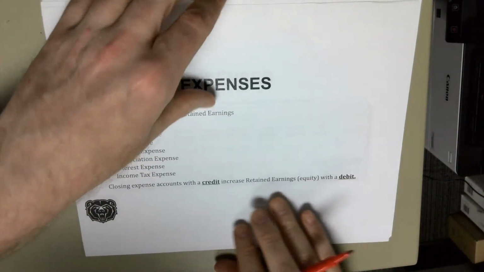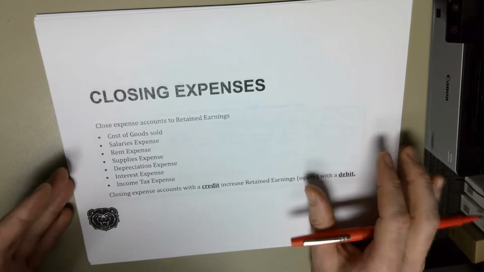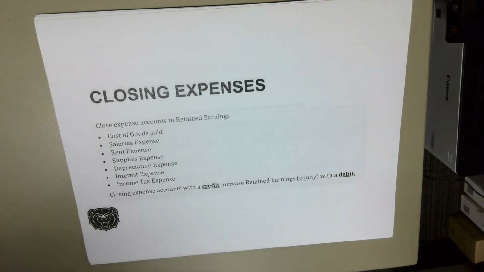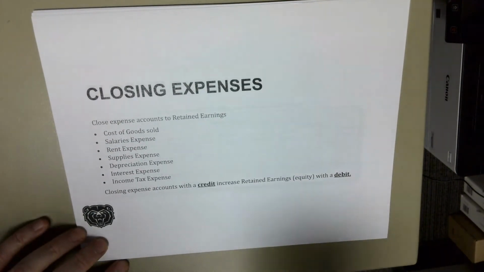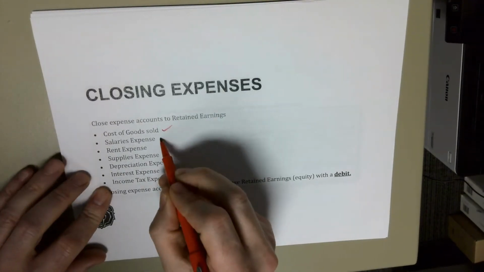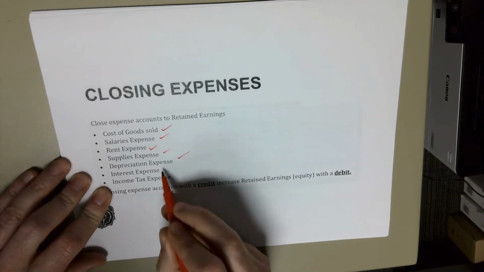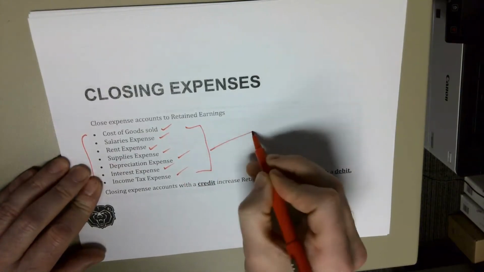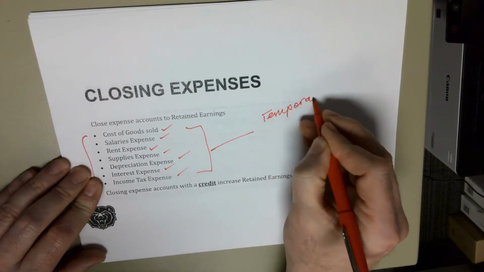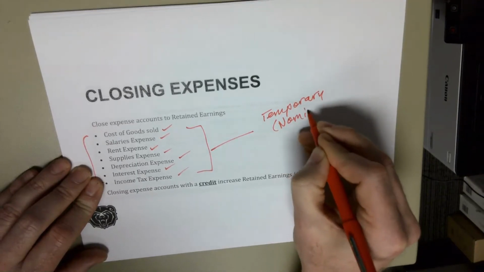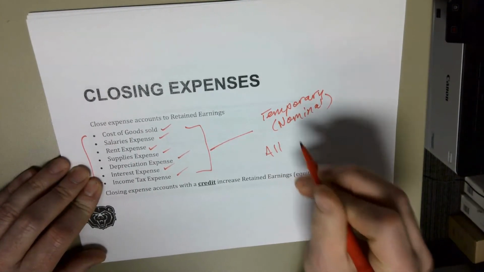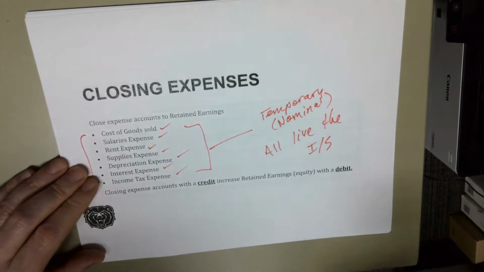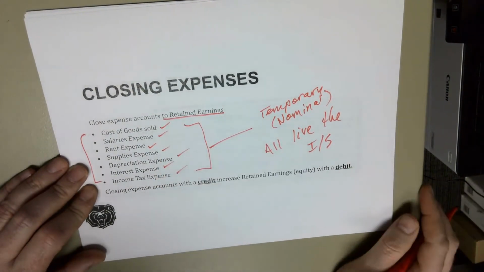So closing expenses, okay, is a little different because we're going to do the opposite thing here, right? We're trying to reduce our retained earnings, so in the end, we want to debit retained earnings. That means we're going to be crediting these expense accounts. This means cost of goods sold, salaries expense, rent expense, supplies expense, depreciation expense, interest expense, income tax expense. All of these are expenses. All of these are temporary nominal accounts, right? They all also live on the income statement, right? So we're going to close these out. We're going to close them all to retained earnings, okay?